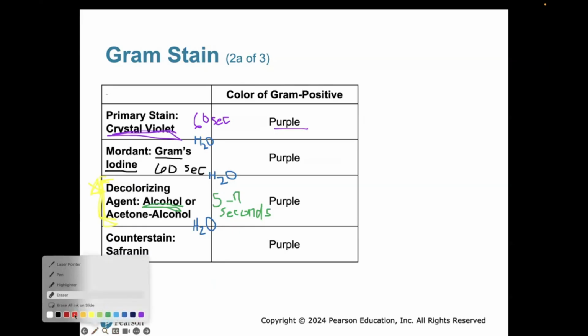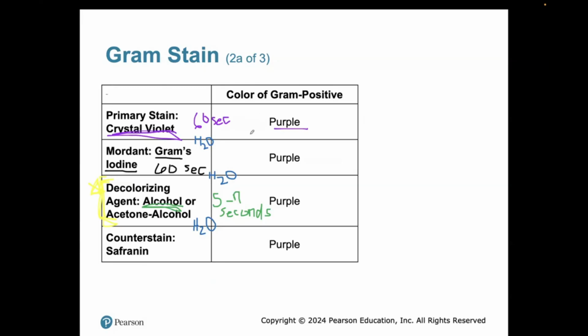The last step is where we add safranin. Safranin is the counter stain, and crystal violet is the primary stain. That means your primary stain stains the cells one pigment, whereas your counter stain will be another color. Your safranin is that pinkish red color we talked about, and we do that for 60 seconds as well.